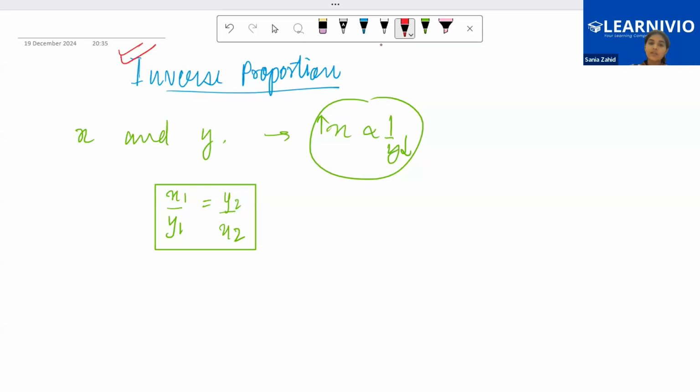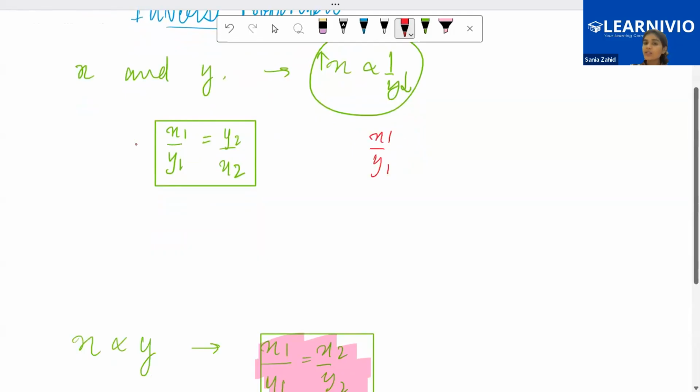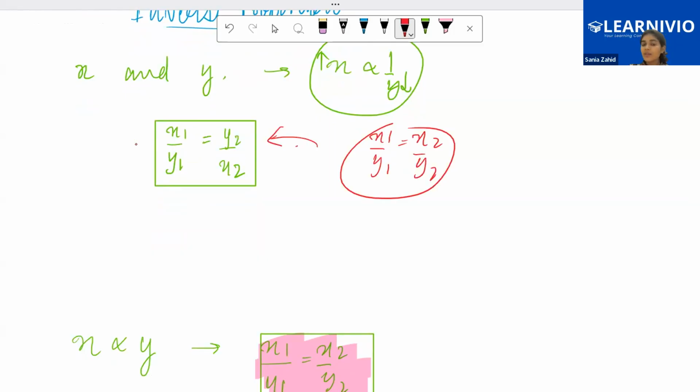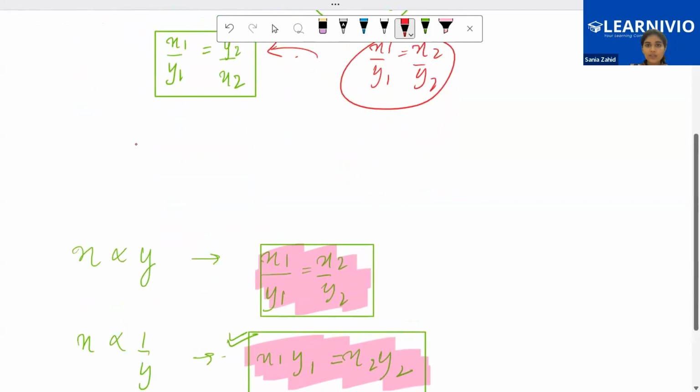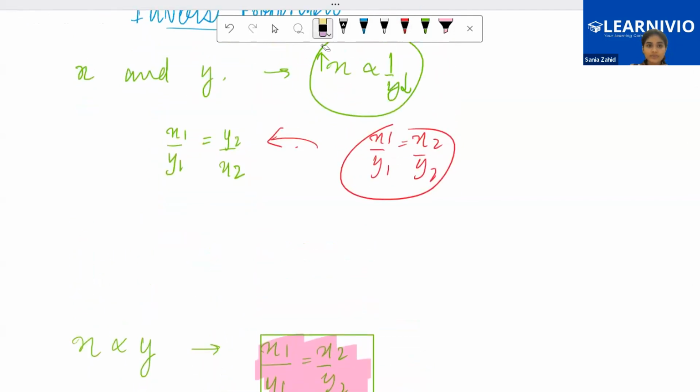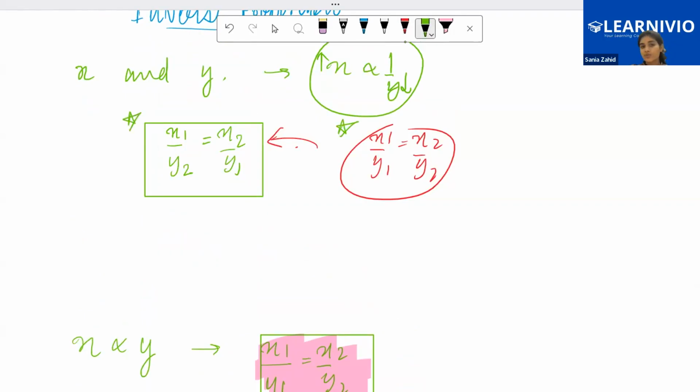Yeah. So now, previously our formula was basically x1 upon y1 is equal to x2 upon y2. But here we reverse the formula. We say x1 upon, wait, this is wrong. Here it was x1 upon y1, so here it is x1 upon y2, and then you have x2 upon y1. This is the formula for inverse proportion. So remember this. This is for direct proportion. This is for inverse proportion, right?